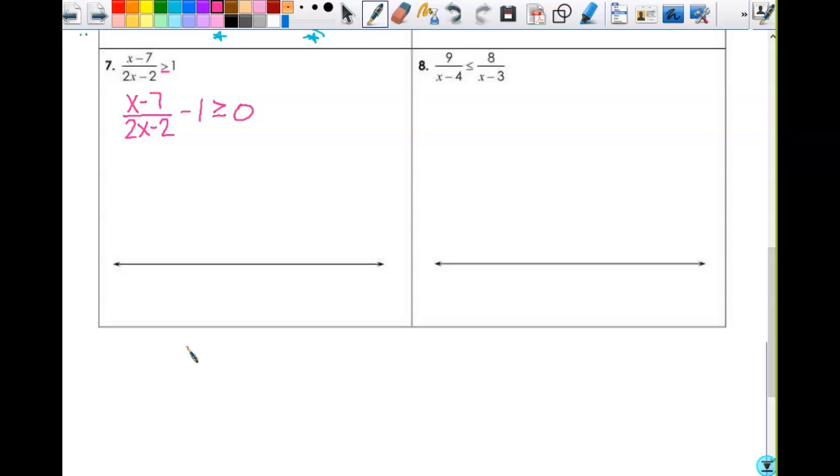No, because that's not the way we add and subtract fractions, right? To add and subtract fractions, we have to have what? Common denominator. So that means I'm going to need to do x minus 7 over 2x minus 2 minus 2x minus 2 over 2x minus 2. So this has a value of 1. That's greater than or equal to 0. So go ahead and get the numerator for me.